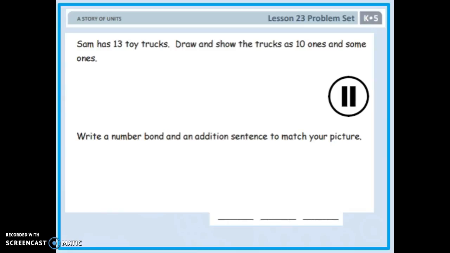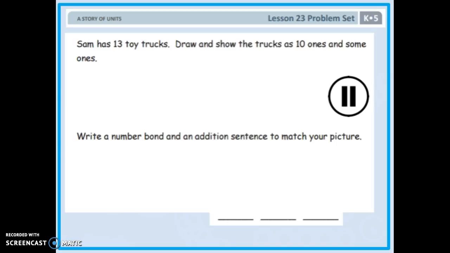Sam has 13 toy trucks. Draw and show trucks as 10 ones and some ones. So I want you to use your pause button and I want you to draw Sam's 13 toy trucks. Be sure to draw 10 and then some more. You have to look at the number 13 to know how many more. When you're all done drawing, press the pause button again to check your work. Hit pause now and draw.